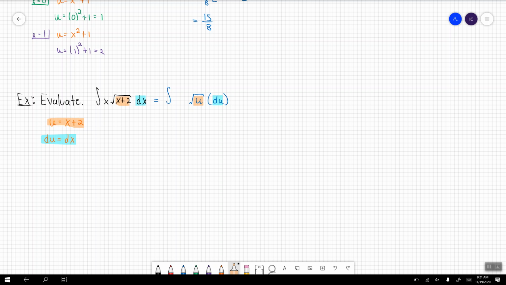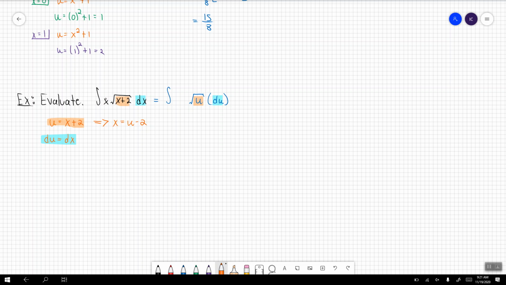I need to account for that x. And the way I'm going to account for that x is that I am going to use this substitution here. U is equal to x plus 2. If u is equal to x plus 2, then x, solving for x in this equation, is going to give me that x is u minus 2.